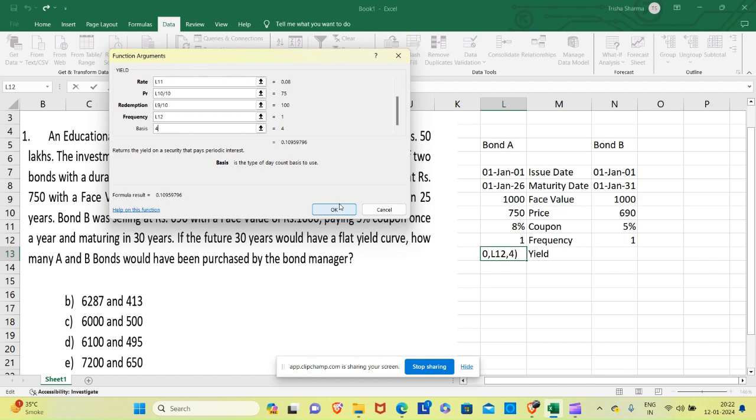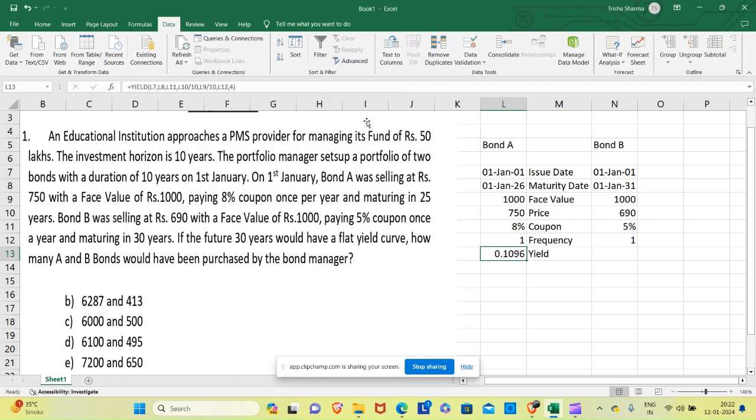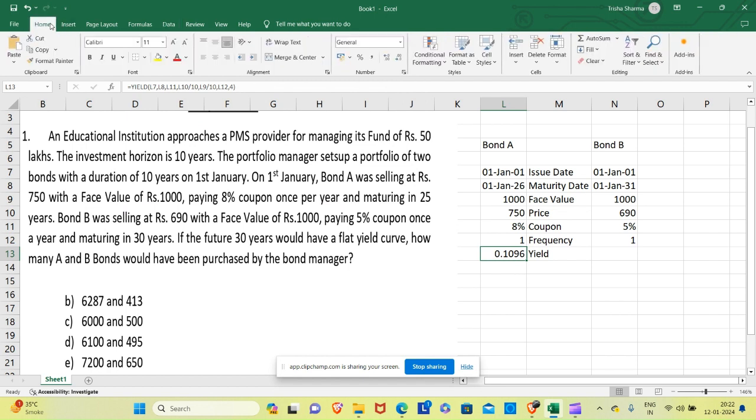Basis can be 0, 1, 2, 3, 4, right? So we will get a yield, and the yield that we are getting here works out to be approximately 10.96%. That's the yield that we got for the first bond.